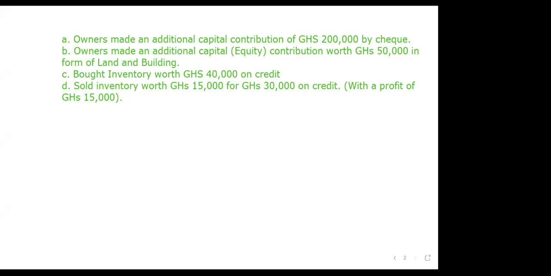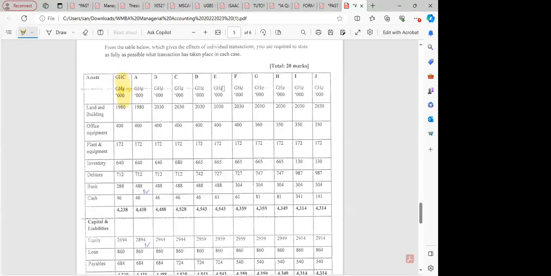Okay, we are continuing from E. So now we're going to compare E and then D. As we go on, things can be a bit diabolic, but you have to pay attention. So E and then D, we are looking at the increment or the decrement here. We can see that land and building is the same. Office equipment is the same. Plant and equipment is the same. Inventory is the same.